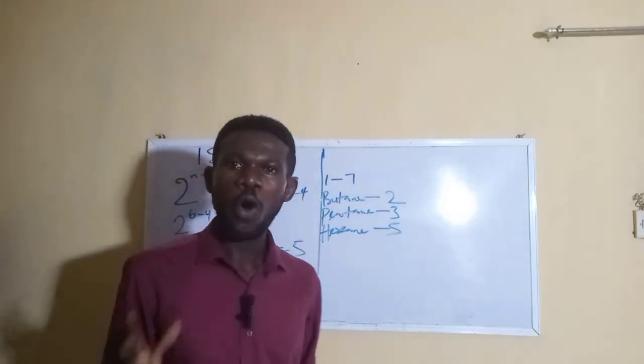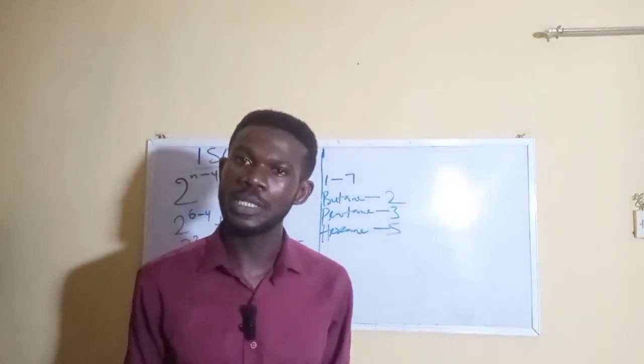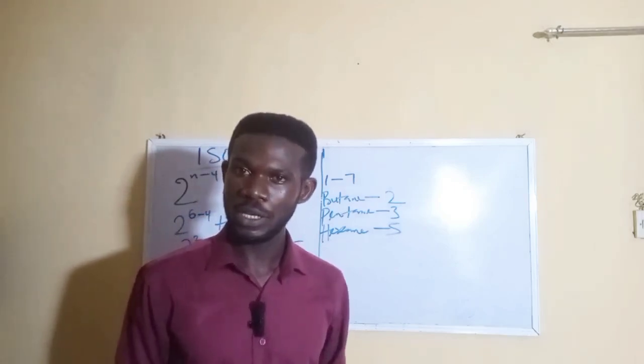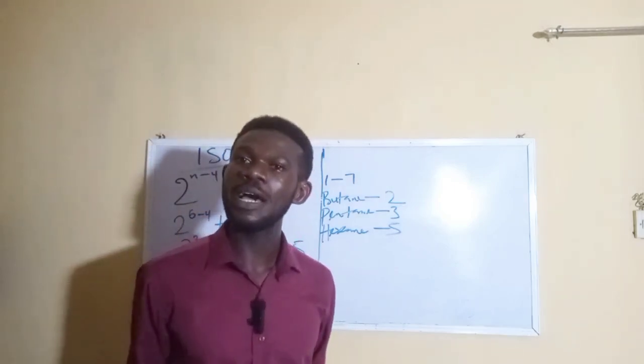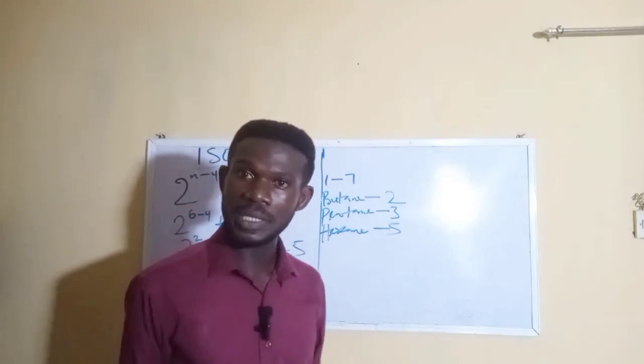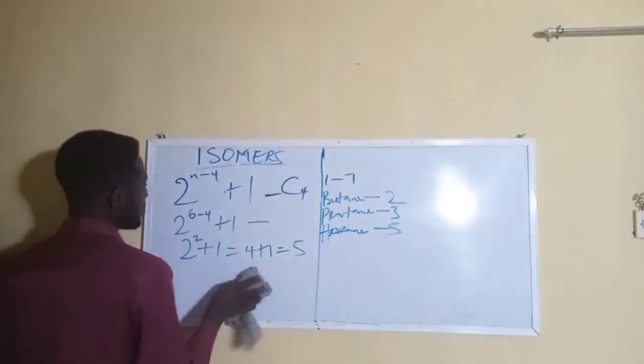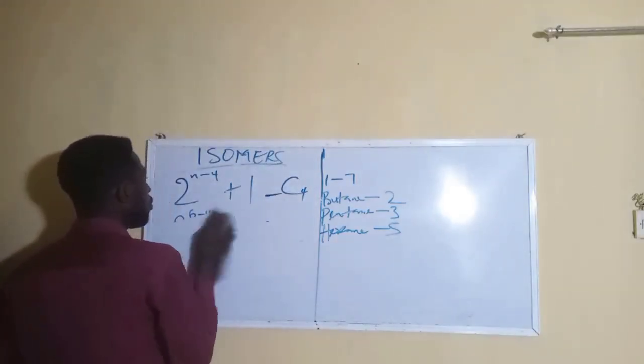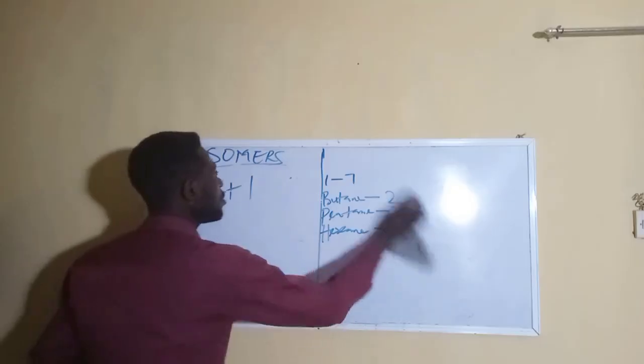But when you now get to octane, how do you carry out your calculations? How do you determine the number of isomers present here? You work with the formula.